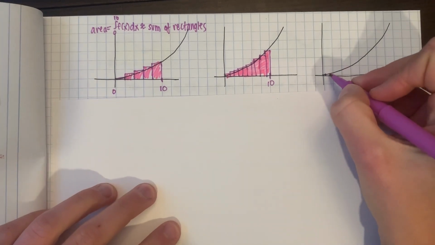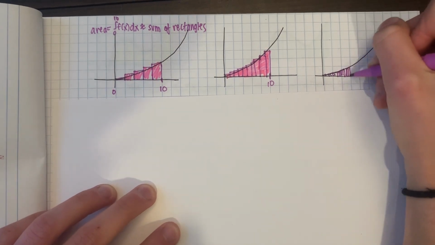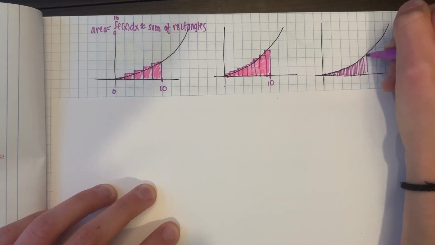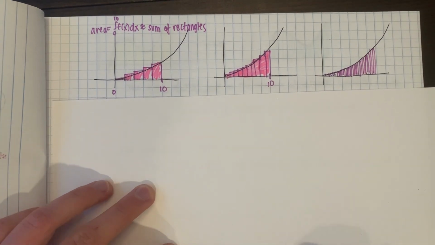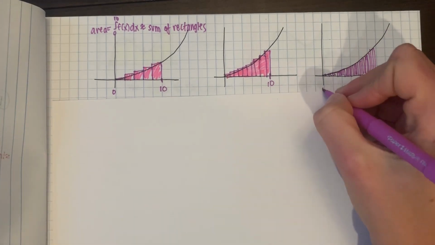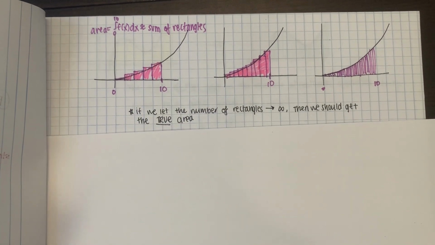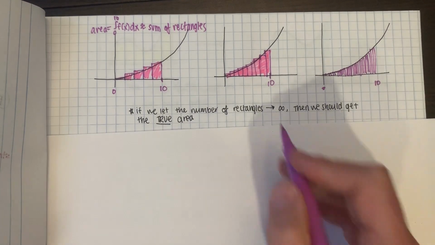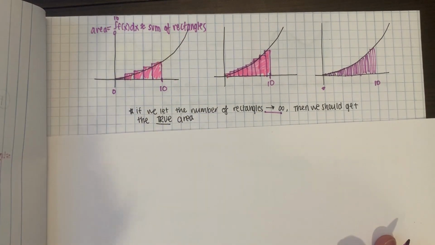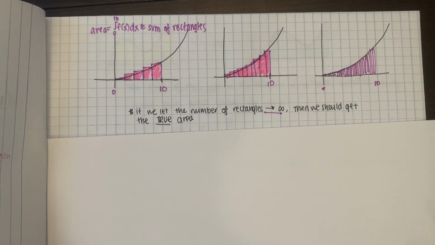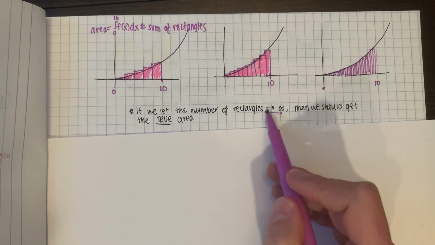So if we go even smaller rectangles, and obviously I can't draw an infinite number of rectangles because I am a human. But if we draw infinite rectangles in this same interval, we should get the true area. So if we let the number of rectangles go to infinity, then we should get the true area under the curve. And I'd like you to keep this in mind. I'm hoping that makes you think of something we studied earlier in calculus of how we can let something go to infinity.